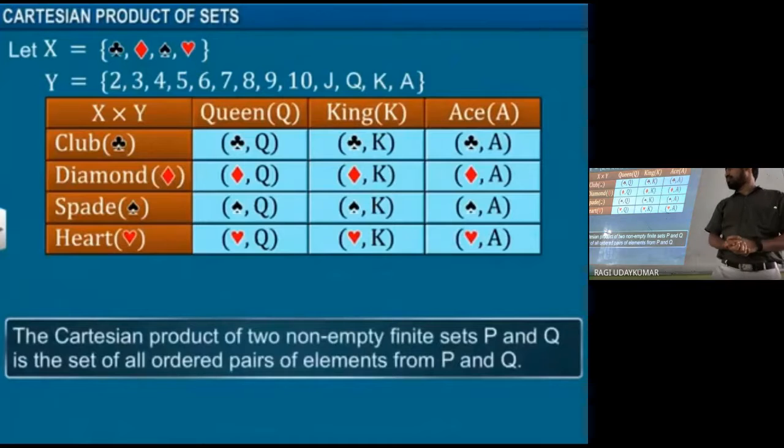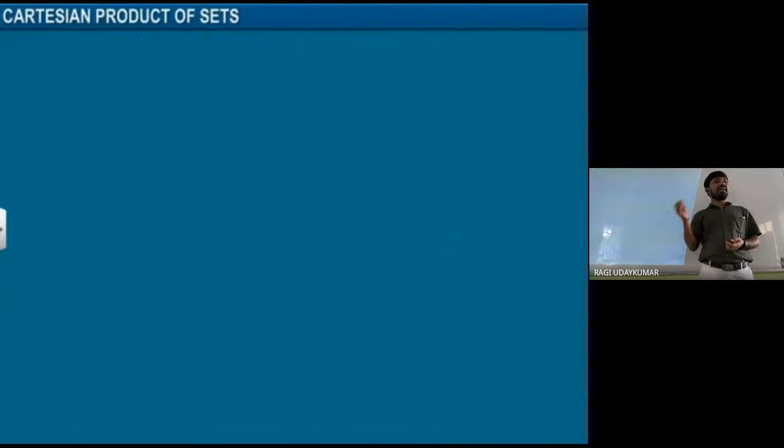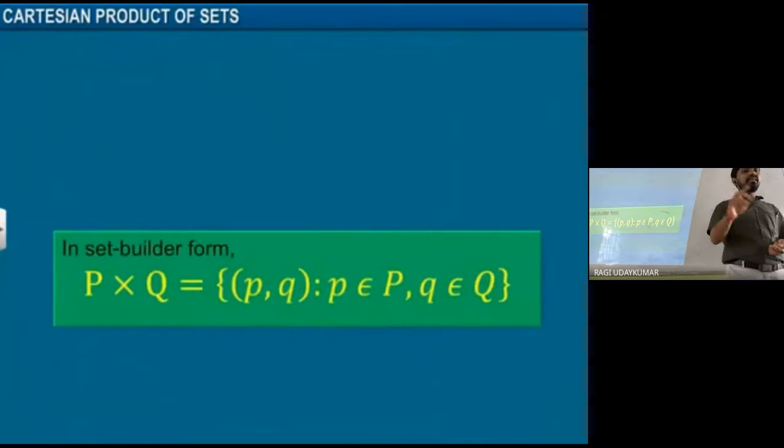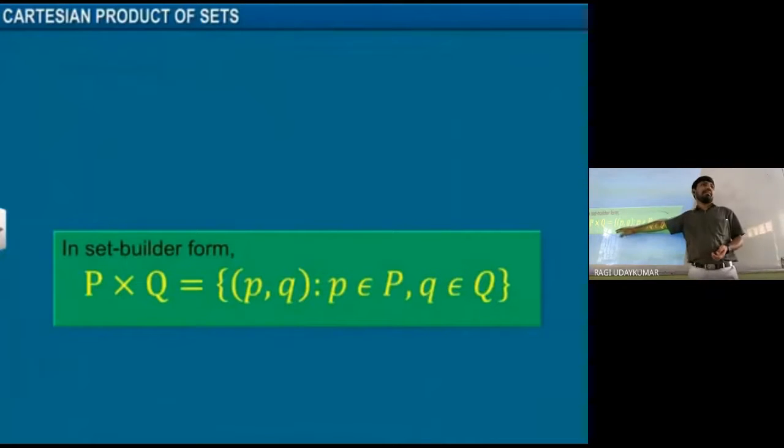So the Cartesian product of two non-empty finite sets P and Q is the set of all ordered pairs of elements from P to Q. The Cartesian product of the two non-empty finite sets P and Q is written in set builder form like this.